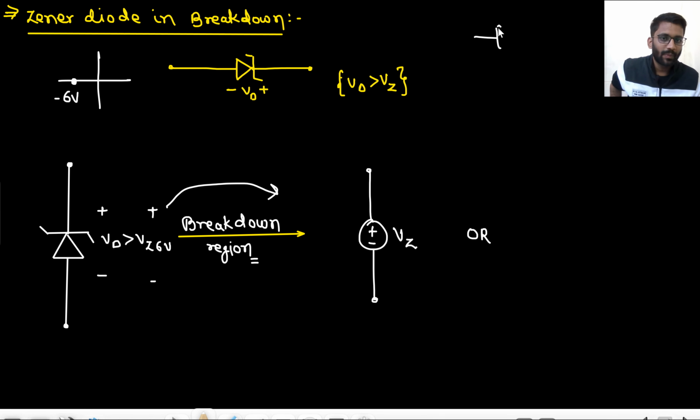So if you want to place any diode with the equivalent battery, the side that is having more potential will be plus, and the side that is having lower potential will be minus. That's it. Okay. So this is how you can replace.